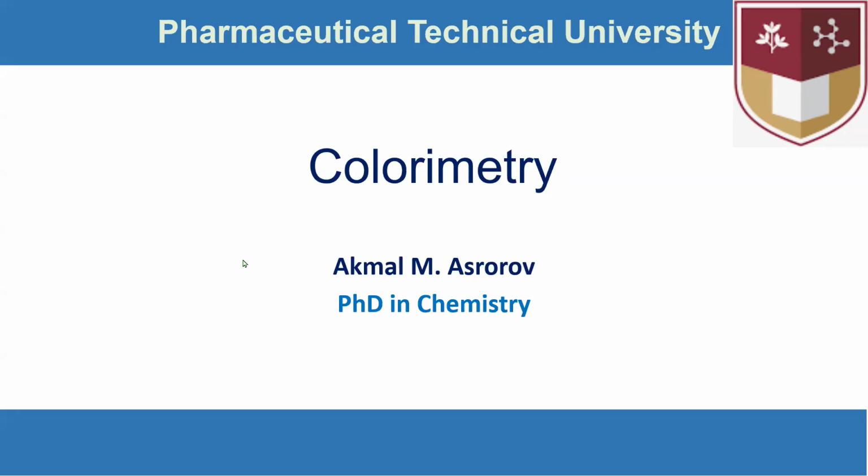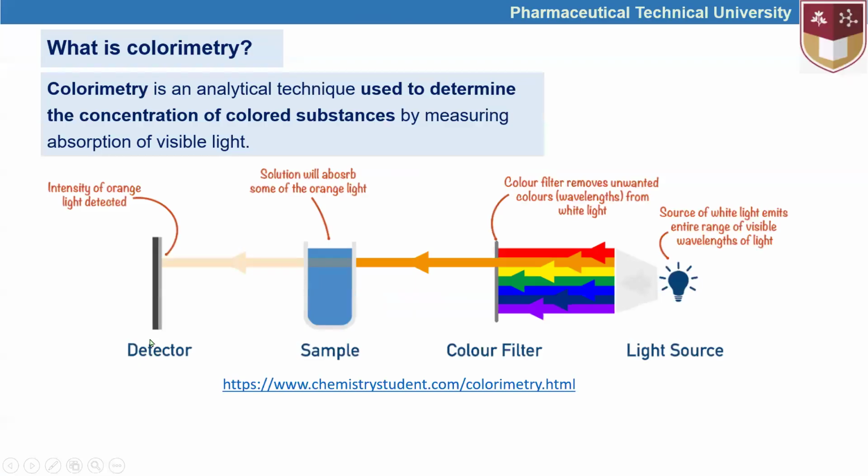Okay, colorimetry. Colorimetry is the analytical method in which we use a visible light spectrum. It's an analytical technique used to determine the concentration of colored substances by measuring absorption of visible light.